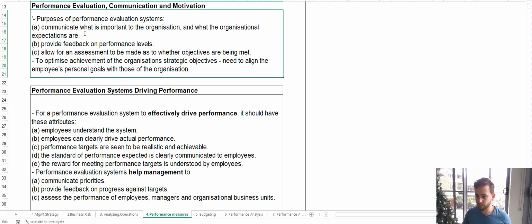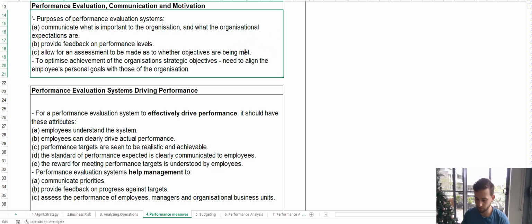So all of these things are going to be built into this performance evaluation system. So each year you're going to go through and you're going to go, okay, what's your billable hours? You provide pieces of feedback from other staff and some customers as well. That way we can actually assess whether you've been achieving the things that are important to the organization, i.e. efficiency, billable hours, client satisfaction. What else? So provide feedback on performance levels. So you get the opportunities with your manager to talk through what your positive and negative feedback points and improvement points are. And then C, allow for an assessment to be made as to whether objectives are being met.